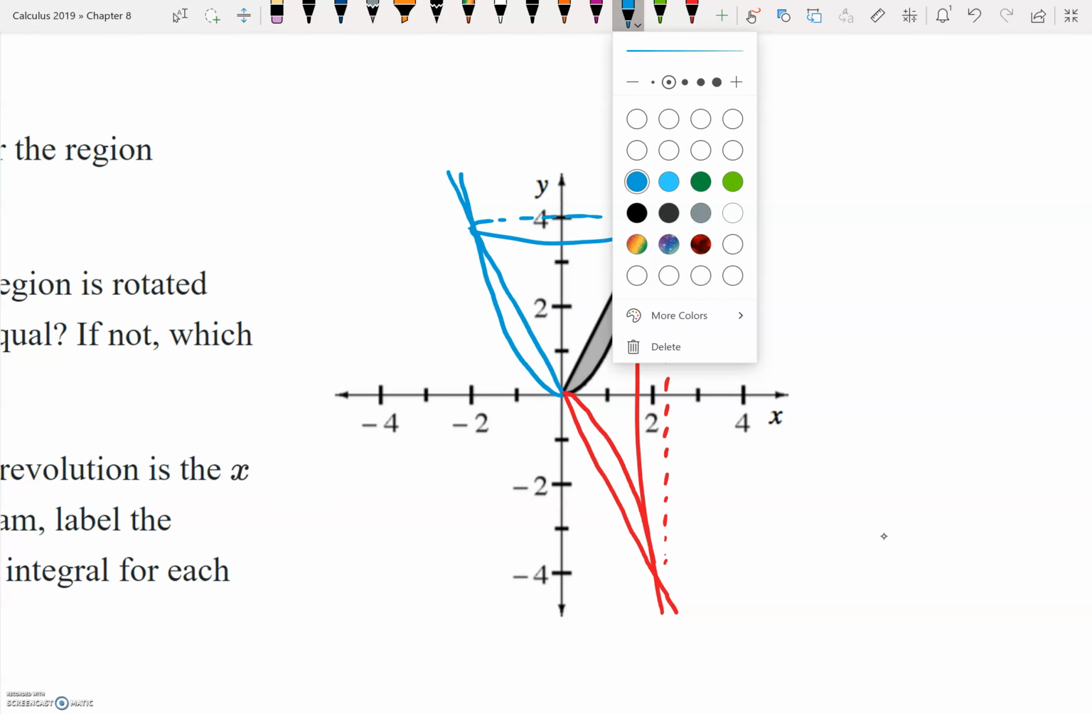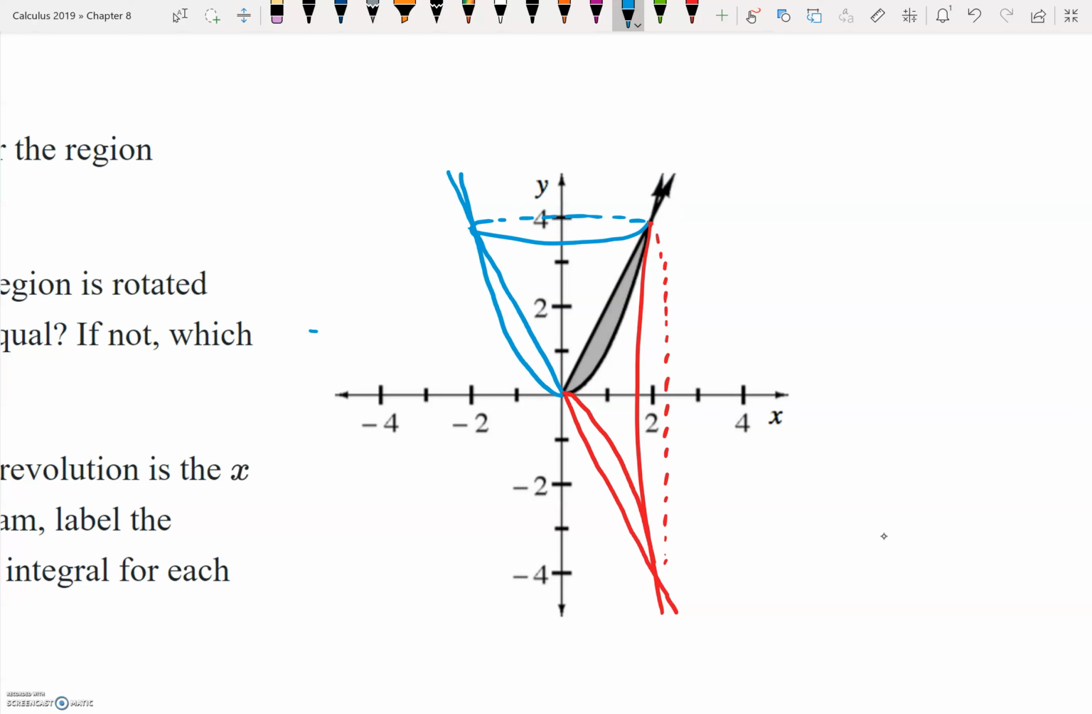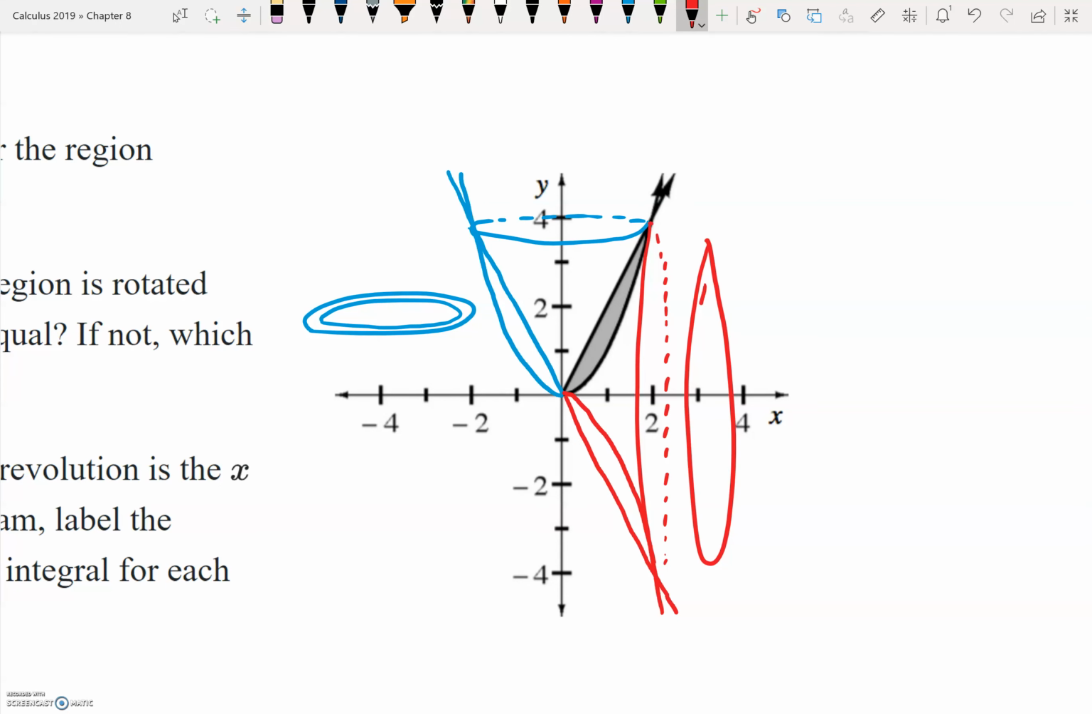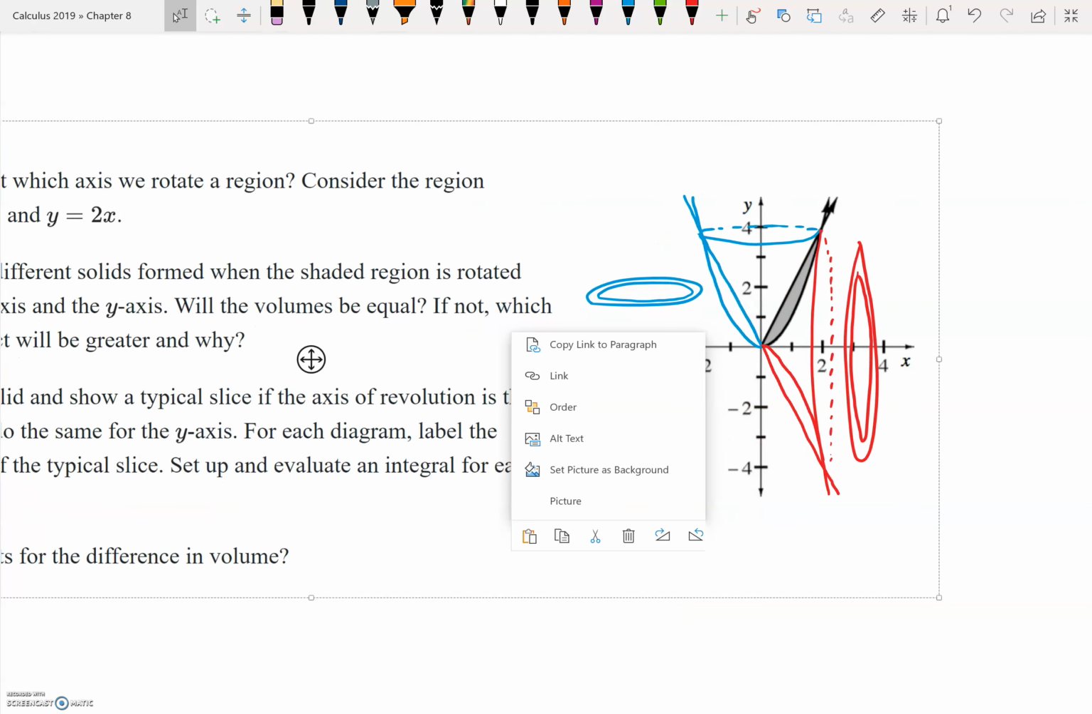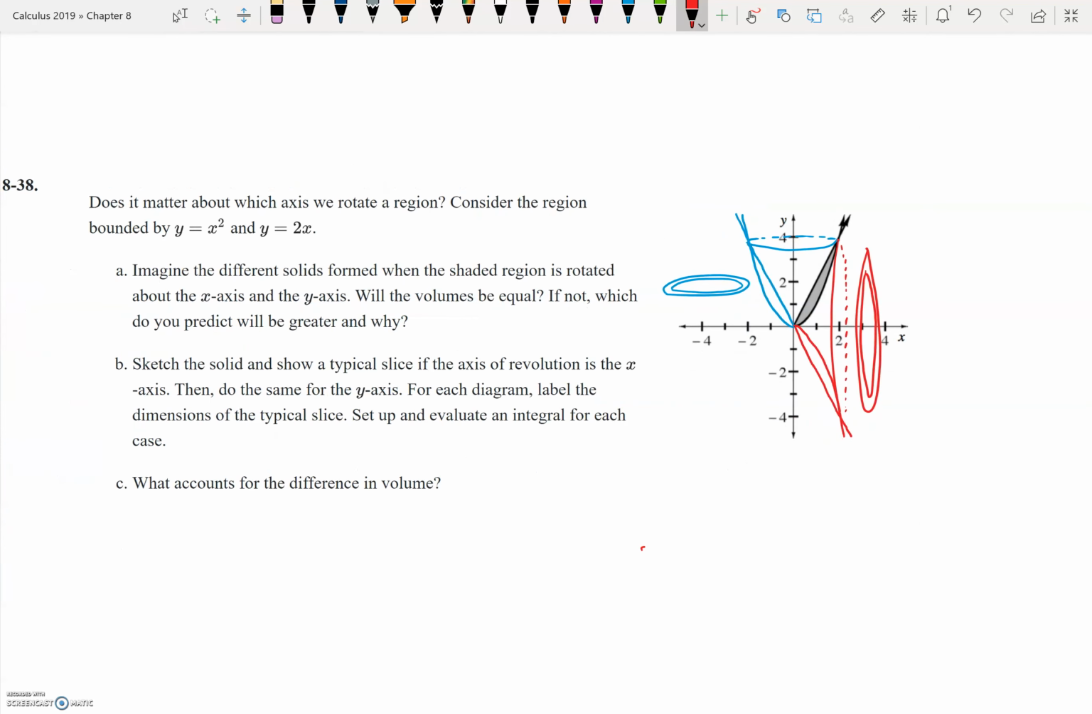I'm going to draw a typical slice of our blue one here, so it'll look like this. We have a, what's it called, a washer, versus this washer. It certainly looks like the red one will have more volume, but let's go ahead and evaluate an integral and determine how much that actually is. So we'll do the blue one first.